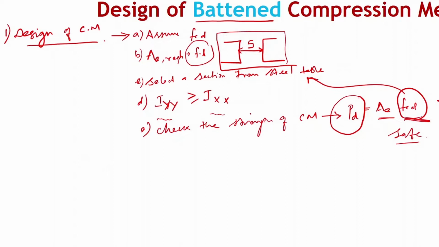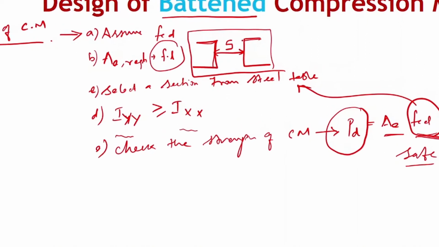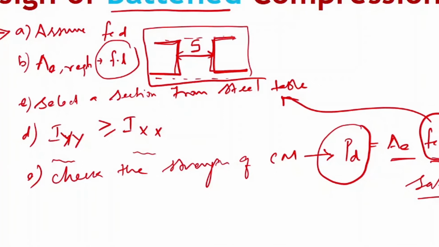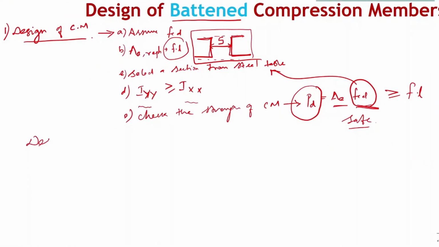Is that all? No, because we have selected two channel sections and we have placed them at a distance s away from each other. In that situation, if these two channels have to act as a single compression member, then you have to connect them in such a way that they act as a single column. So we are going to connect using battens. That means you need to design a batten as well. Design of batten.